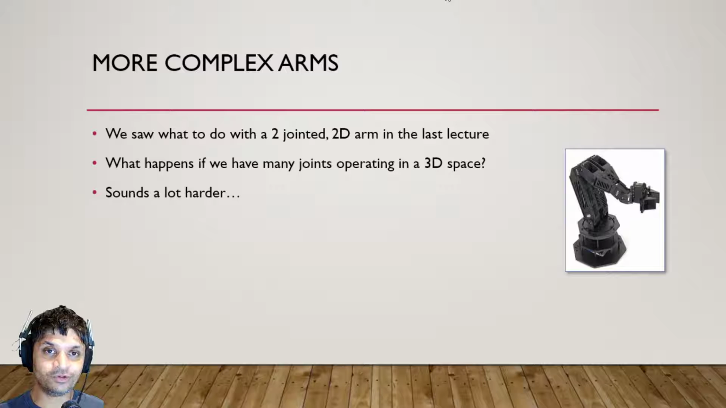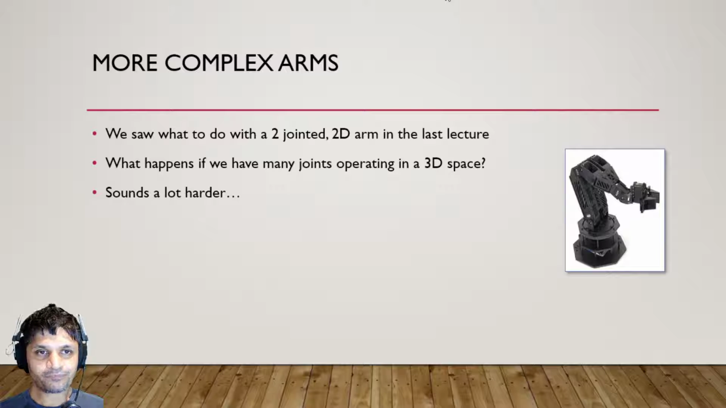And if you remember, the Jacobian is a way of relating the velocity of the end effector to the velocity of the joints, right? So we had this two-dimensional, two-jointed arm, so we used some trigonometry to figure out the transformation matrices, and then we took the partial derivatives, and that allowed us to get the Jacobian. Okay, so that's pretty cool.